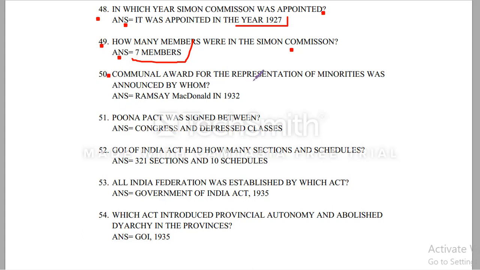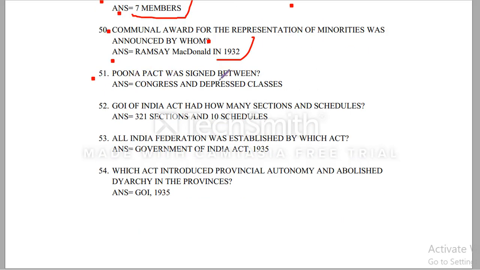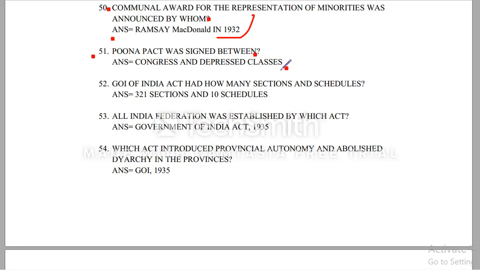Next. Communal award for the representation of minorities was announced by whom? Answer is Ramsay MacDonald in the year 1932. Next question. Pune Pact was signed between whom? Answer is Pune Pact was signed between Congress and depressed classes, and the signing authorities were Madan Mohan Malaviya in favor of Gandhiji and Dr. Bhimrao Ambedkar, leader of depressed classes.